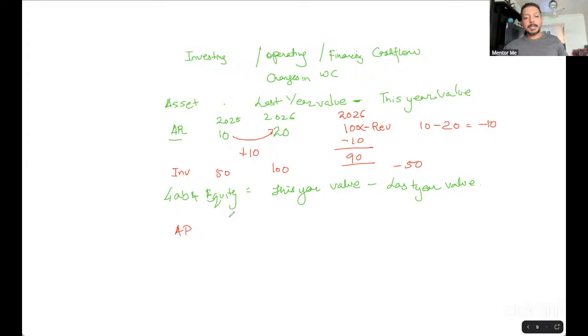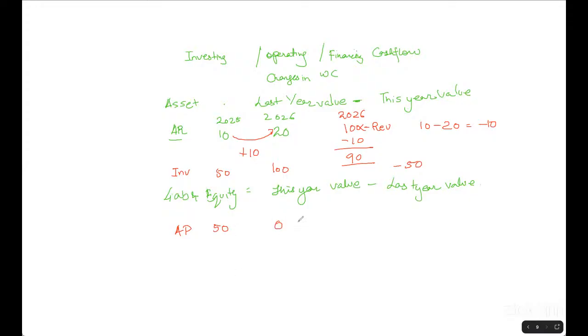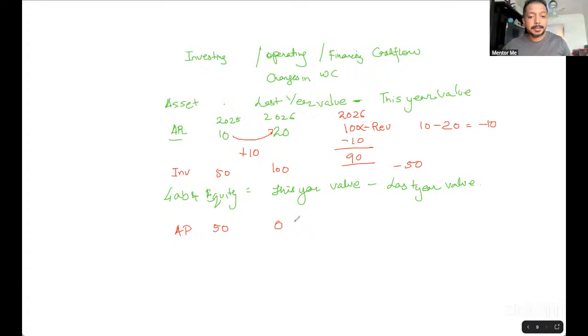Accounts payable is on the liability side. Let's say accounts payable was 50 last year and this year is 0. So accounts payable has reduced, which means we paid. We owed some supplier and we cleared the bills, right? That's why accounts payable reduced. Otherwise, accounts payable would have increased. So this year, 0 minus 50, gives you a negative cash flow. If accounts payable increases, then this year minus last year is plus 50. It's a positive impact on your cash flow.